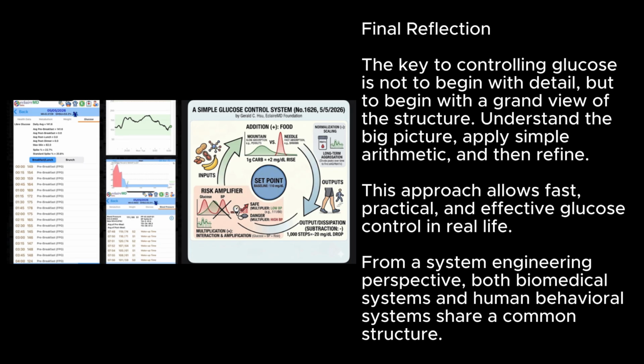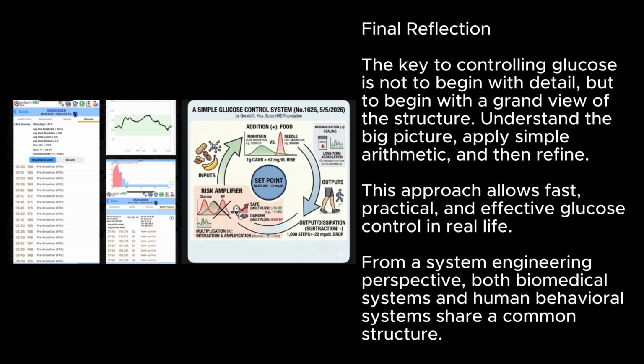Final reflection: the key to controlling glucose is not to begin with detail, but to begin with a grand view of the structure, understand the big picture, apply simple arithmetic, and then refine. This approach allows fast, practical, and effective glucose control in real life, from a system engineering perspective.